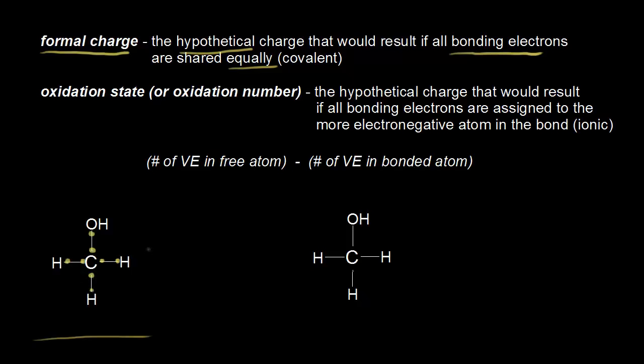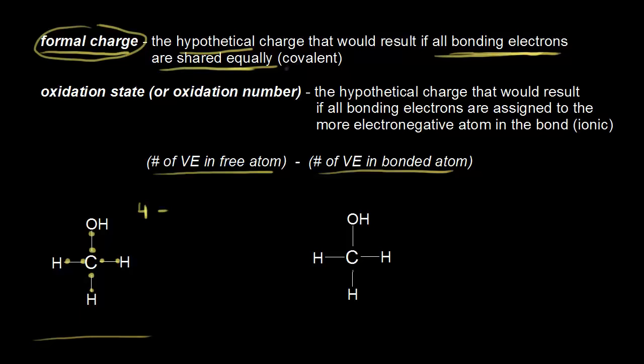So if we want to assign a formal charge to carbon, we need to think about the number of valence electrons in the free atom, or the number of valence electrons that carbon is supposed to have. We already know that carbon is supposed to have 4 valence electrons. So I could put a 4 here, and from that 4, we're going to subtract the number of valence electrons in the bonded atom, or the number of valence electrons that carbon has around it in our drawing. And since we're doing formal charge, we need to think about all those bonding electrons being shared equally.